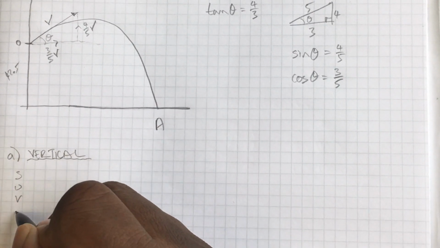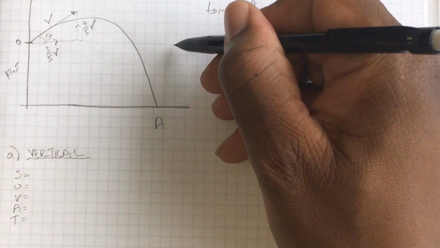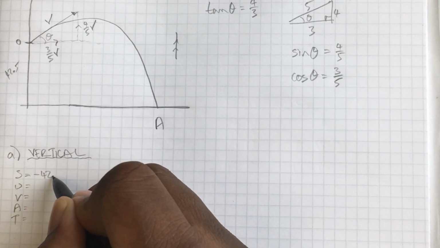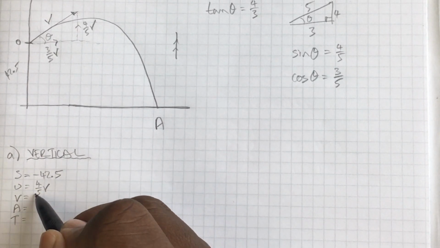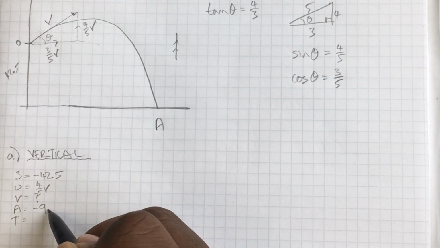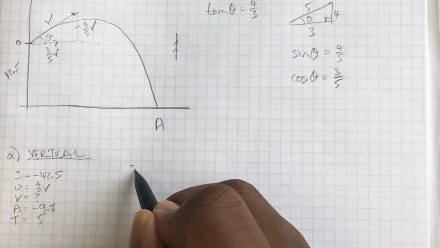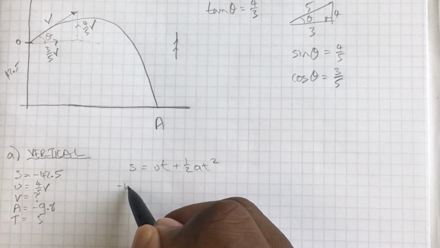So let's start vertically with our suvat variables. We'll choose up as our positive direction since the initial direction vertically would have been up, which gives us negative displacement 42.5. We'll plug in the initial velocity. The acceleration as usual is negative 9.8 and the time is 5 seconds. We don't know the final velocity and we may not need to know.